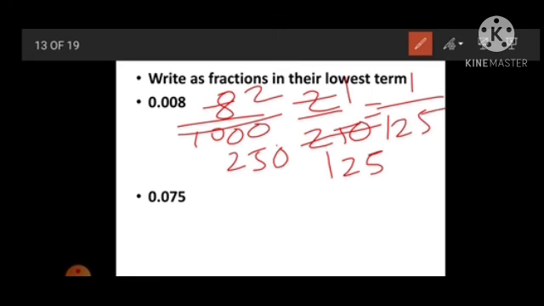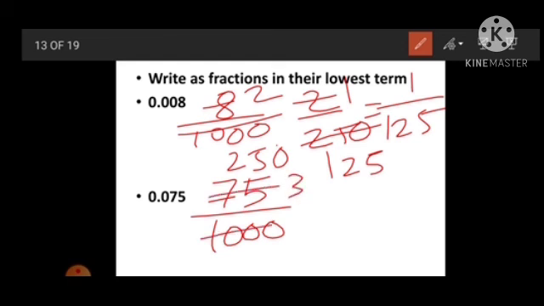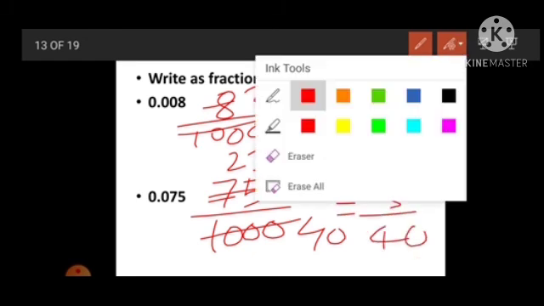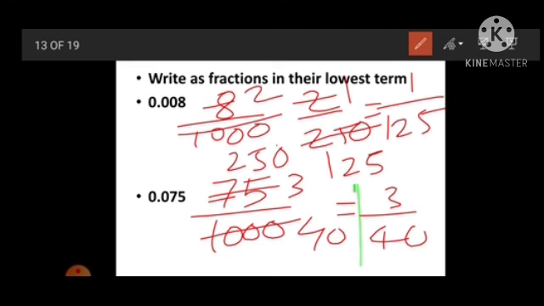Okay. Now here 0.075, 75 divided by 1000, because the ending place is the 1000 place. So we write the denominator as 1000. Now here 25 3s are 75, 25 4s are 100, 0. 3 by 40. The answer is, the lowest term of 75 by 1000 is 3 by 40 and 0.008 is 1 by 125. Okay students.